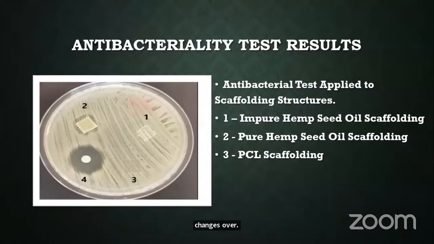As a result of this test, antibacterial effect was observed on scaffolds produced with pure hemp seed oil. However, no antibacterial effect was observed on scaffold structures derived from the hemp seed oil that was impure. So from this, it was concluded that purified hemp seed oil is suitable for use in a sustainable dressing, and antibacterial property will be higher as the amount of oil increases.